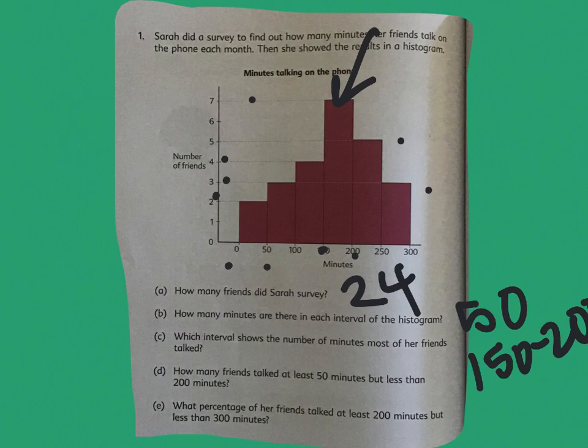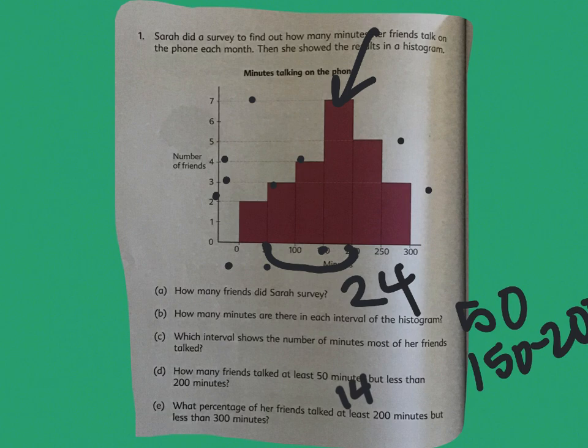D. How many friends talked at least 50 minutes but less than 200? So at least 50 but less than 200. So combine those 3 intervals. 3 plus 4 plus 7, which equals 3 plus 4, 7 plus 7 is 14.